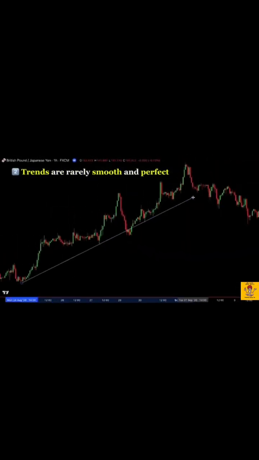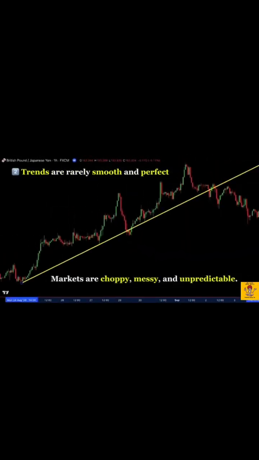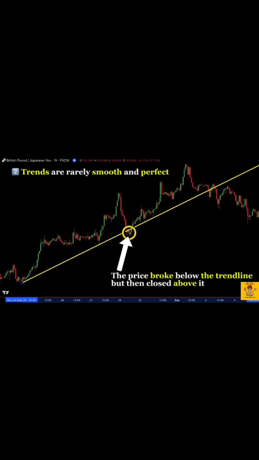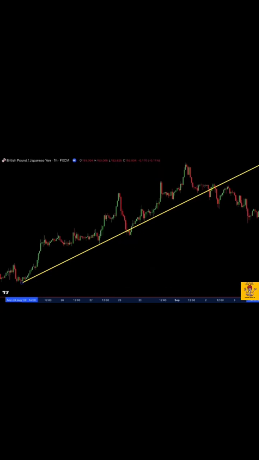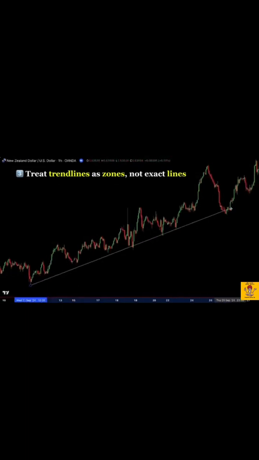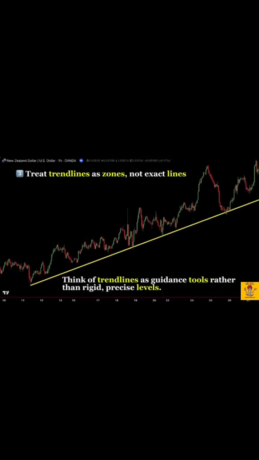Trends are rarely smooth and perfect. Markets are choppy, messy, and unpredictable. Don't expect price to respect a trend line perfectly every time. As you can see, the price broke below the trend line but then closed above it. Here, the price did not respect the trend line and broke through it. Treat trend lines as zones, not exact lines. Think of trend lines as guidance tools rather than rigid, precise levels.